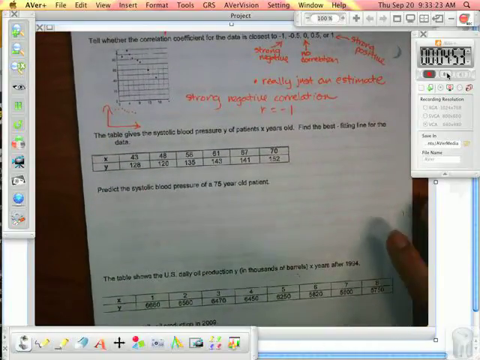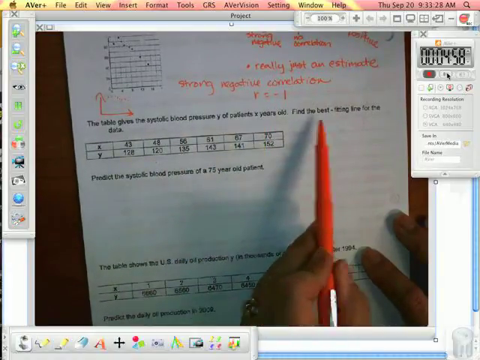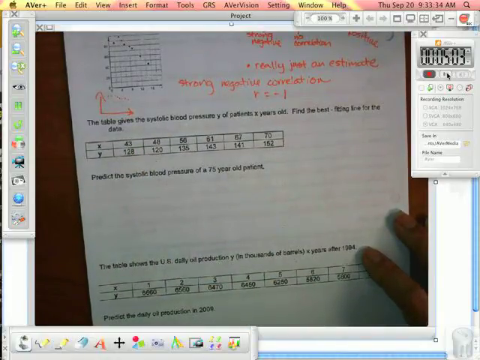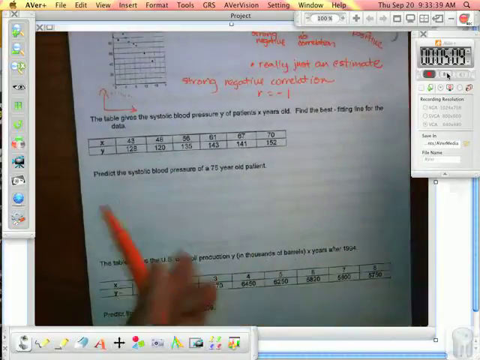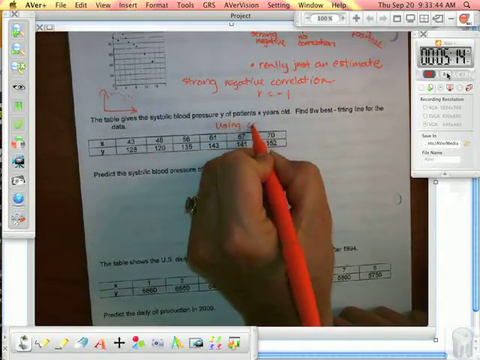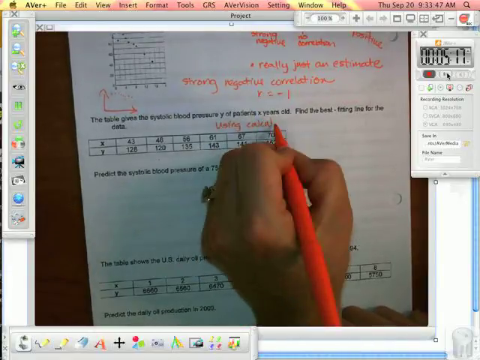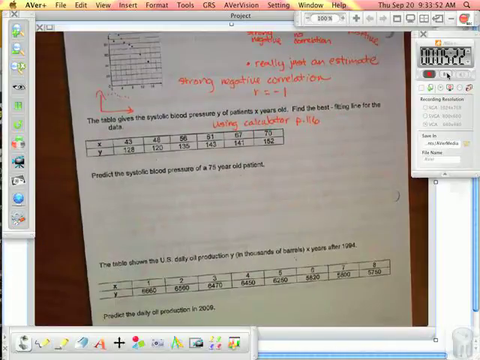Okay, so the table gives the systolic blood pressure Y of patients X years old. Find the best fitting line for the data. We are not going to do this by hand. We're simply going to use the calculator, okay? So what I want you to do, just to let you know, using the calculator, there are directions on page 116. If you get at home and you're trying to do your homework and you just simply can't remember how to do it, it shows you how to use the graphing calculator on page 116. I'm going to go through it with you also. Have you done this before on the graphing calculator? I know my students did.